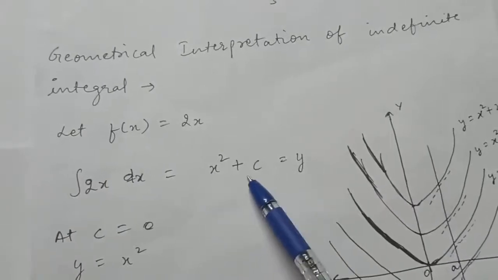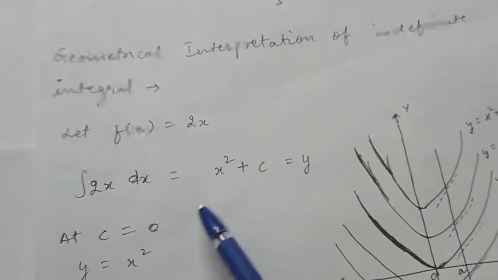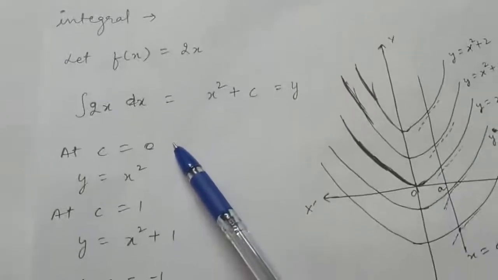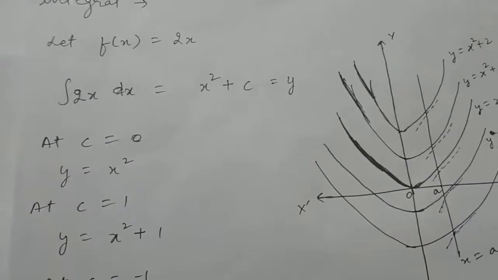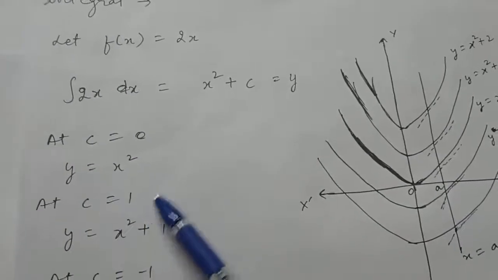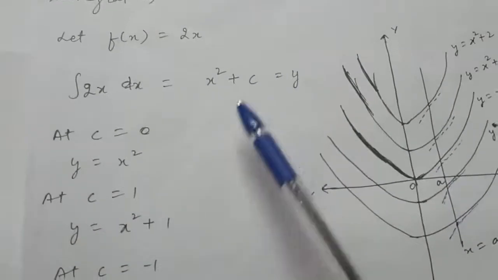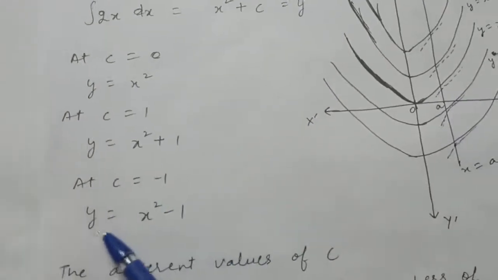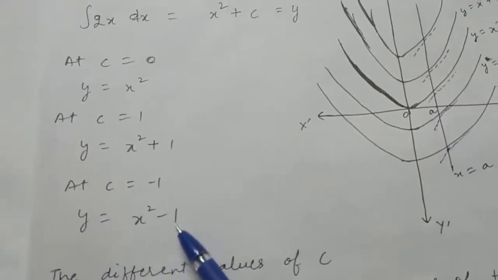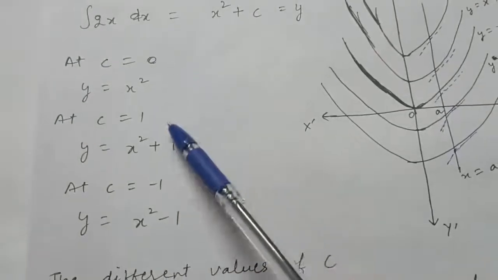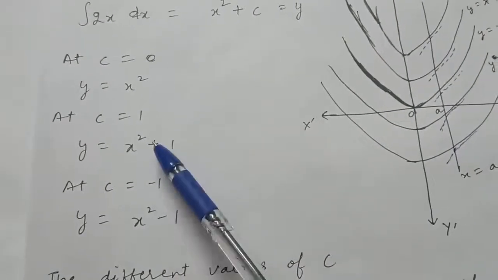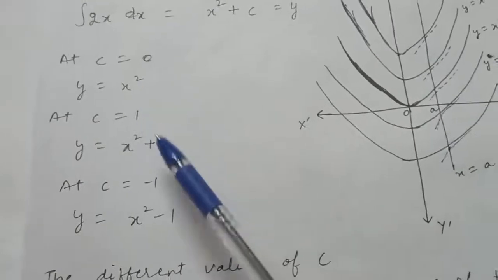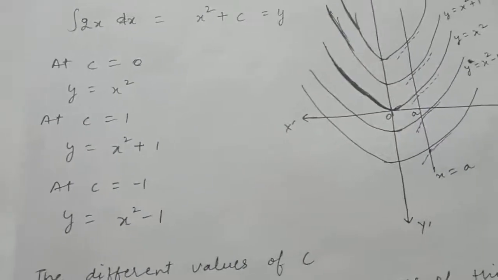Let this x square plus c be y. Now at c equal to 0, y will be x square. At c equal to 1, y will be x square plus 1. At c equal to minus 1, y will be x square minus 1. So at different values of c, we get different values of y. Now we will draw the graph of these functions.